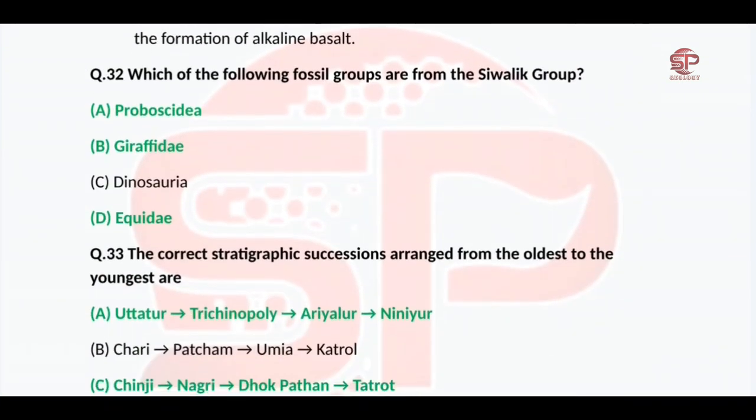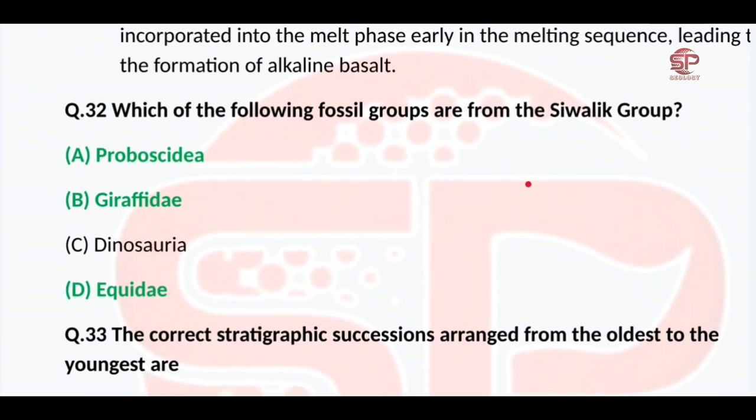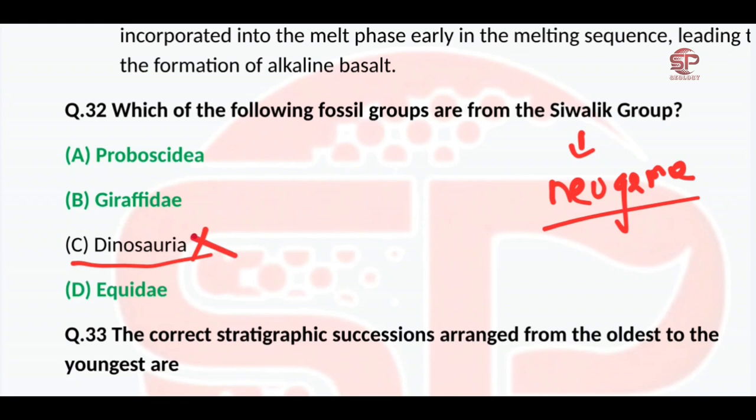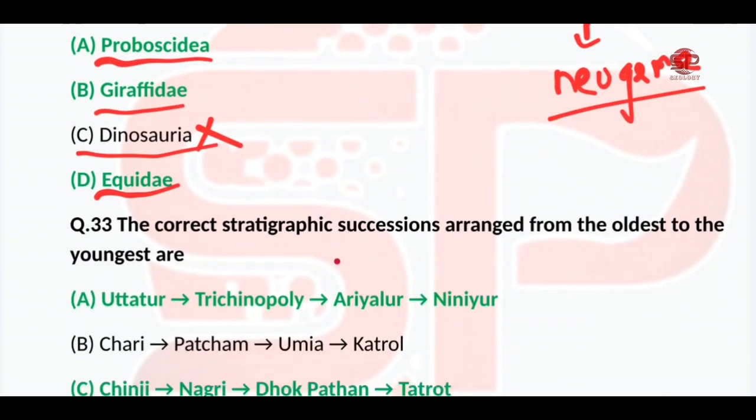Which of the following fossil groups are from Shivalik? Shivalik is of Neogene age. So in the Neogene age, you never find dinosaurs. So that will not be the option, and all the other vertebrates are found in Shivalik. You can check the Shivalik succession.